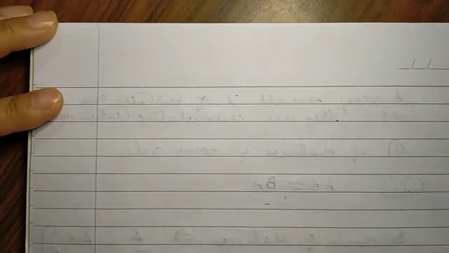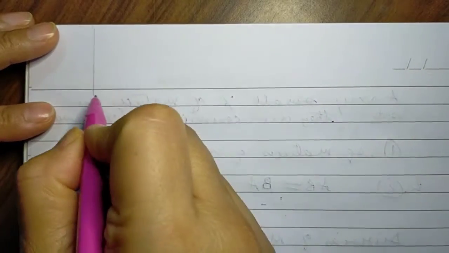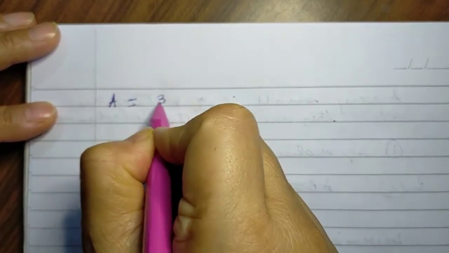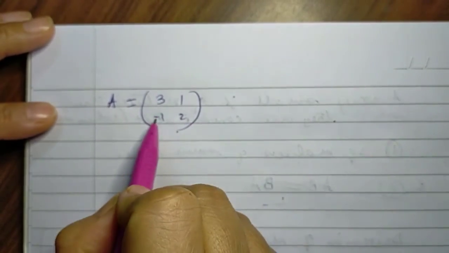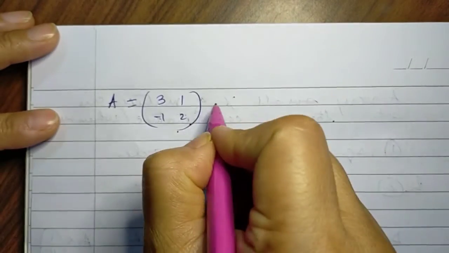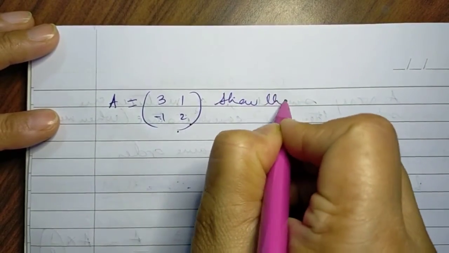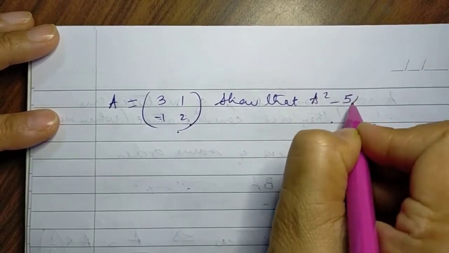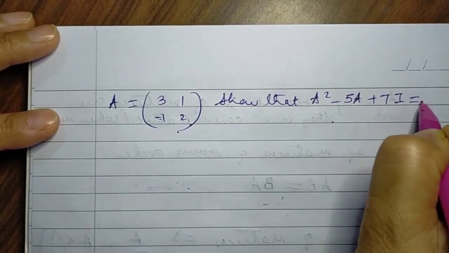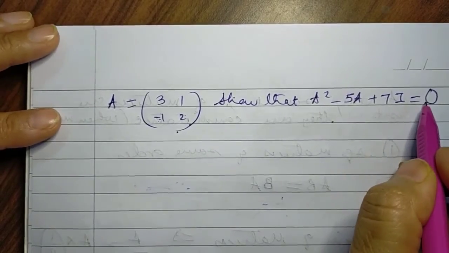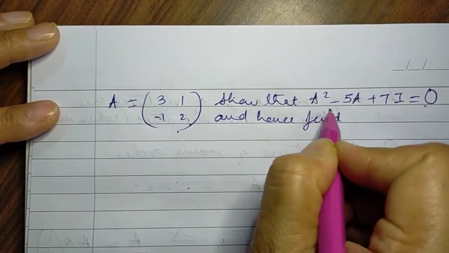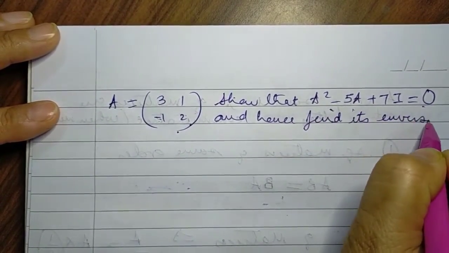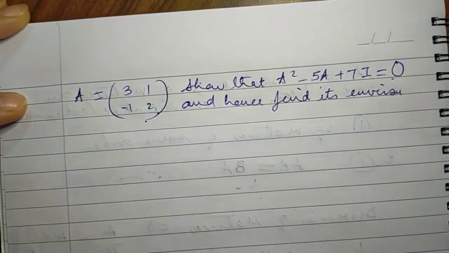Now let us take up one question. You may be asked to solve a question like this: let's say A is given to be a matrix, clearly a 2 by 2 matrix, [3 1; -1 2], and we'll be required to show that A squared minus 5A plus 7I equal to 0, where this 0 means a null matrix, and hence find its inverse. So the question could be asked to you like this.